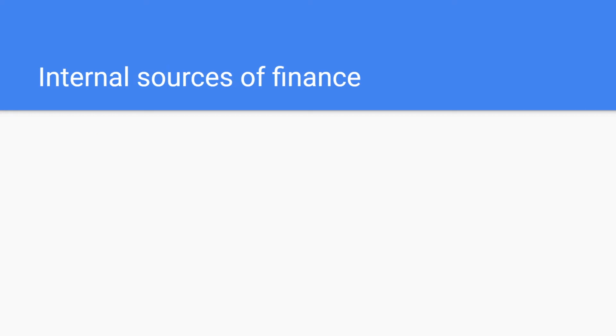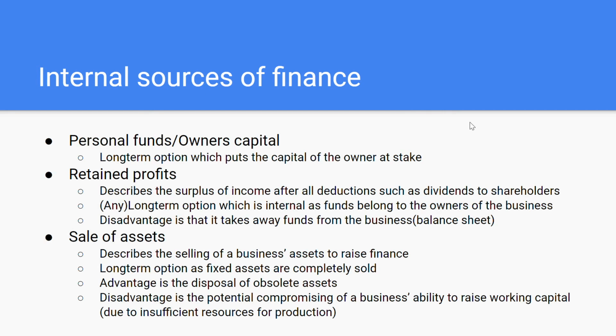Let's start with the internal sources of finance, which, wait, what? Oh my goodness. Okay, there we go.